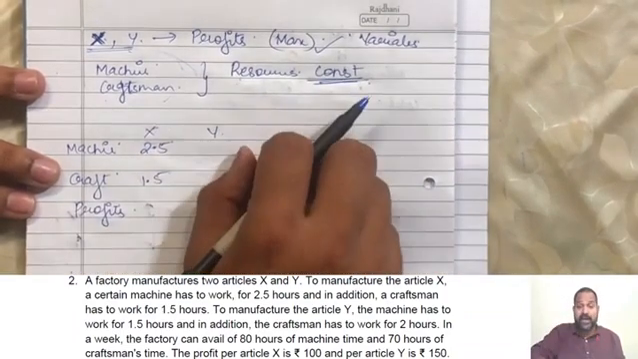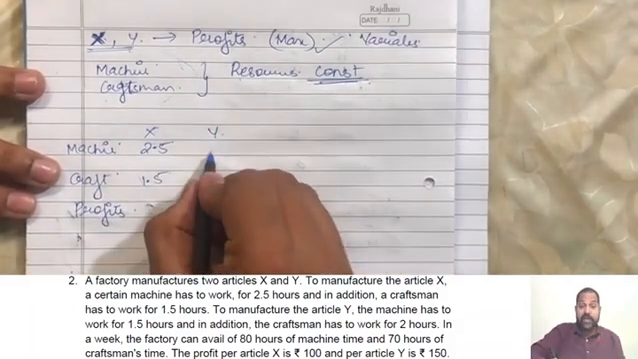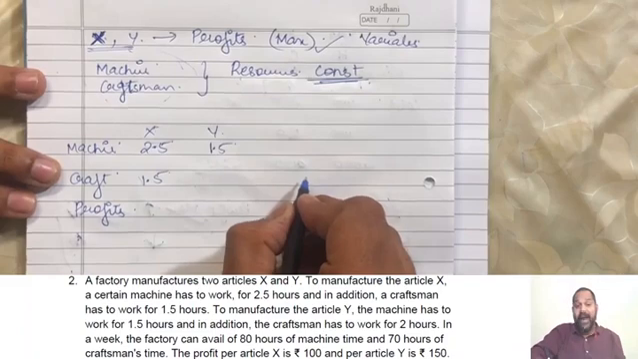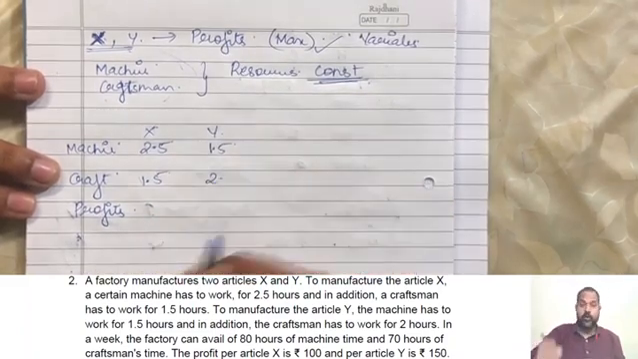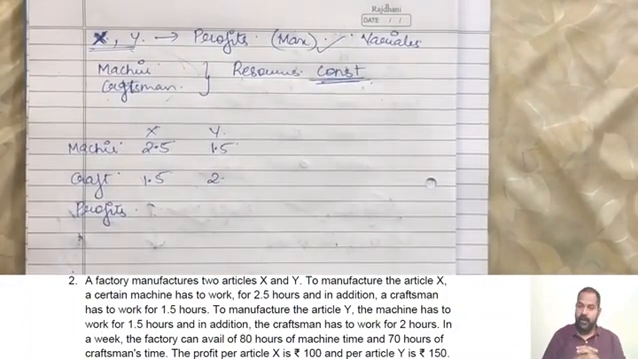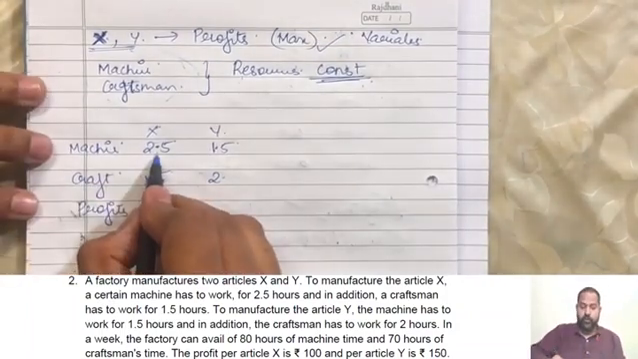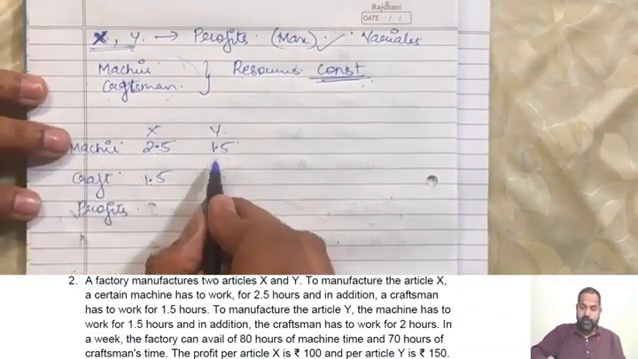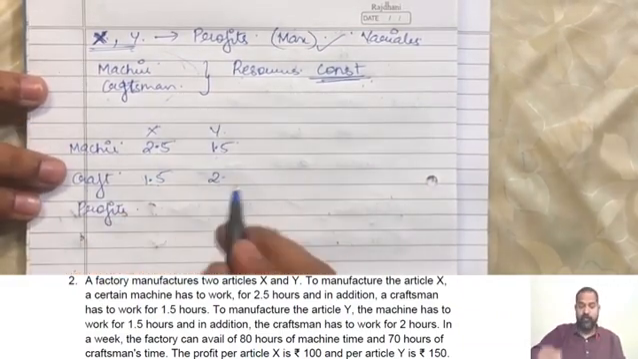To manufacture article Y, a machine has to work for 1.5 hours and in addition, a craftsman has to work for 2 hours. Done. Machine on X 2.5, craftsman for X is 1.5, machine for Y is 1.5, craftsman for Y is 2.